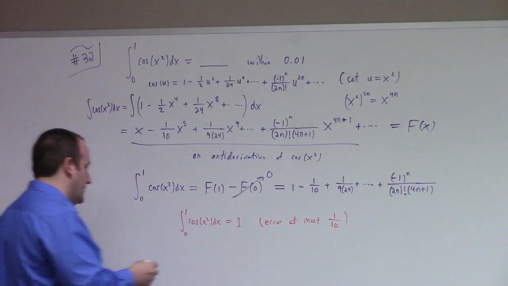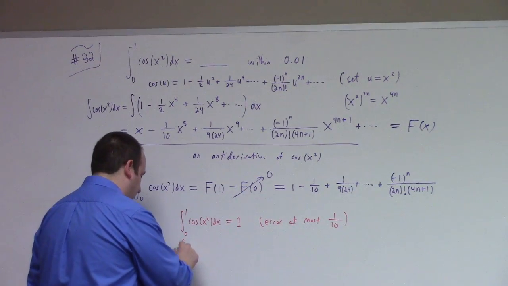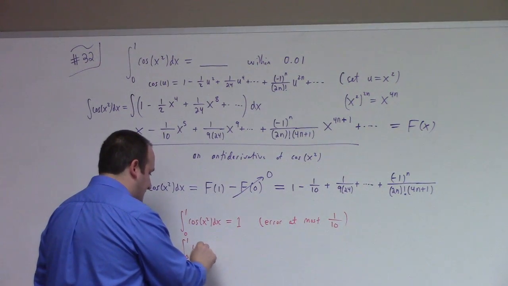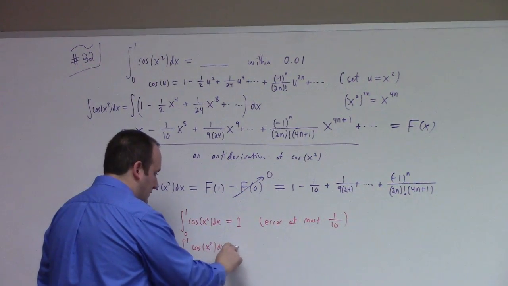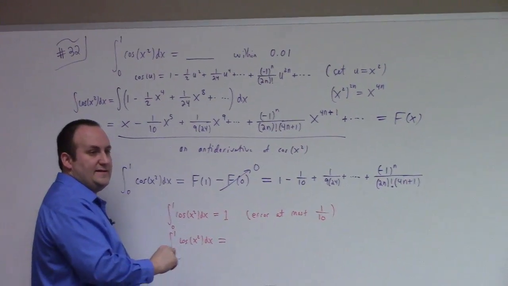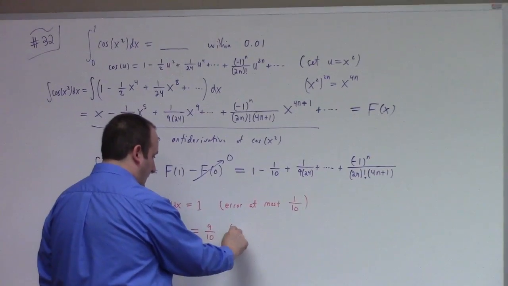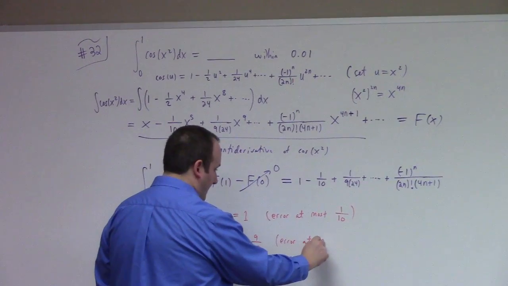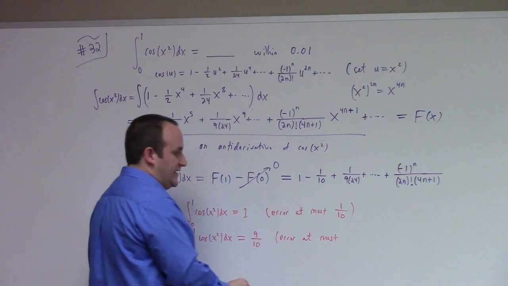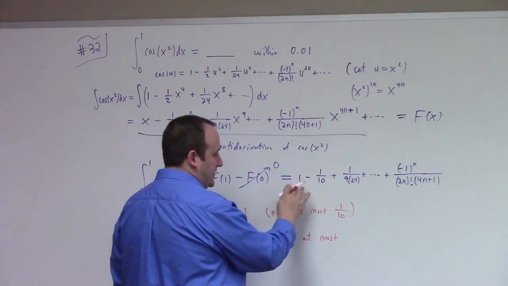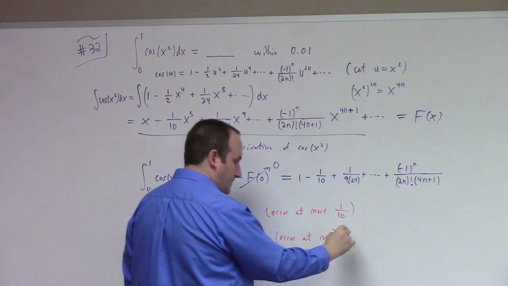All right. What if I do the integral 0 to 1 of cosine of x squared? What will be the next approximation? 9/10, right? How close is that to the truth? The alternating series estimation theorem says it's the next thing you didn't use, which is this.